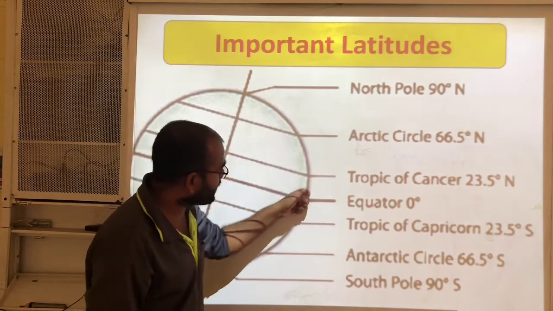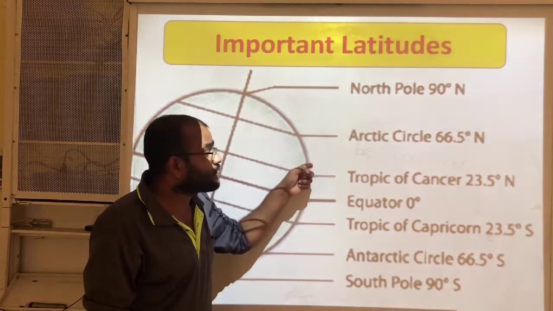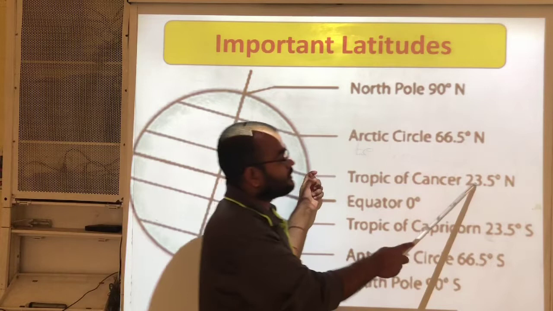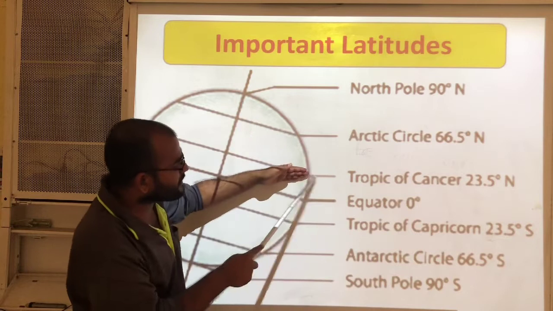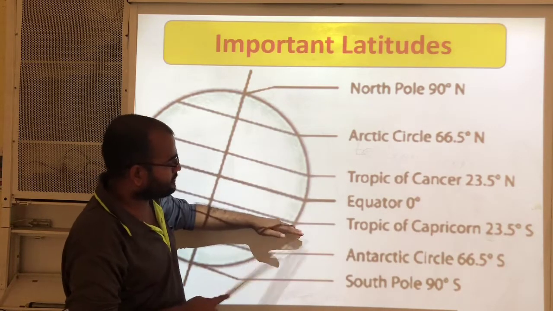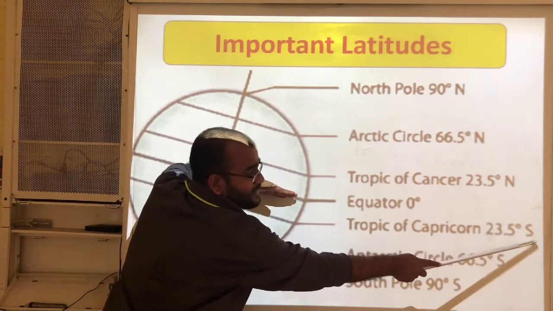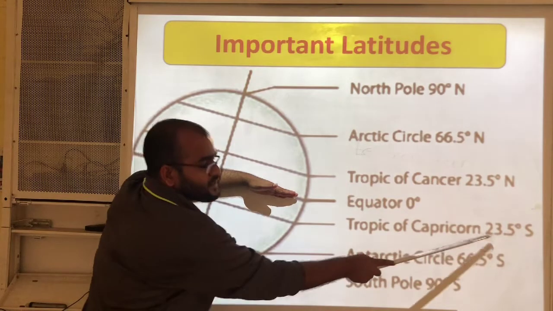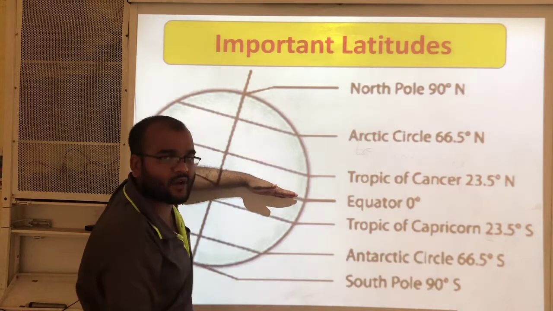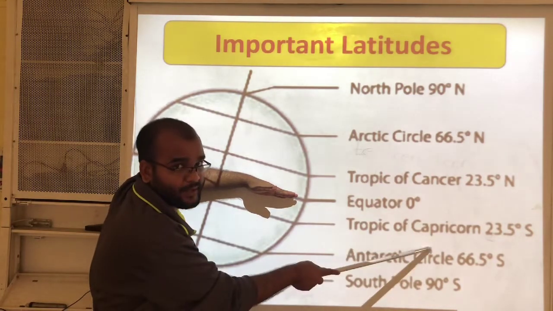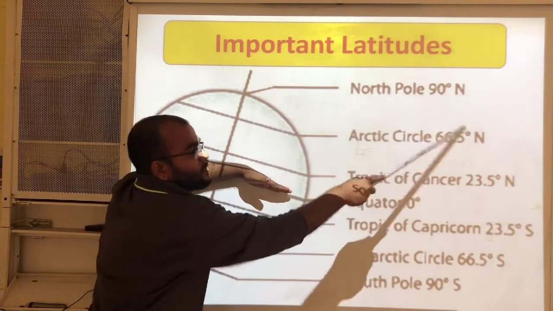See here, there are so many latitudes: 1 degree latitude, 2 degrees, 3 degrees, 4 degrees, like that. The 23.5 degree northern latitude is called the Tropic of Cancer. In the same way, see the south side. Here this is the equator. Below this is 23.5 S, meaning south. This 23.5 degrees south latitude is called the Tropic of Capricorn.